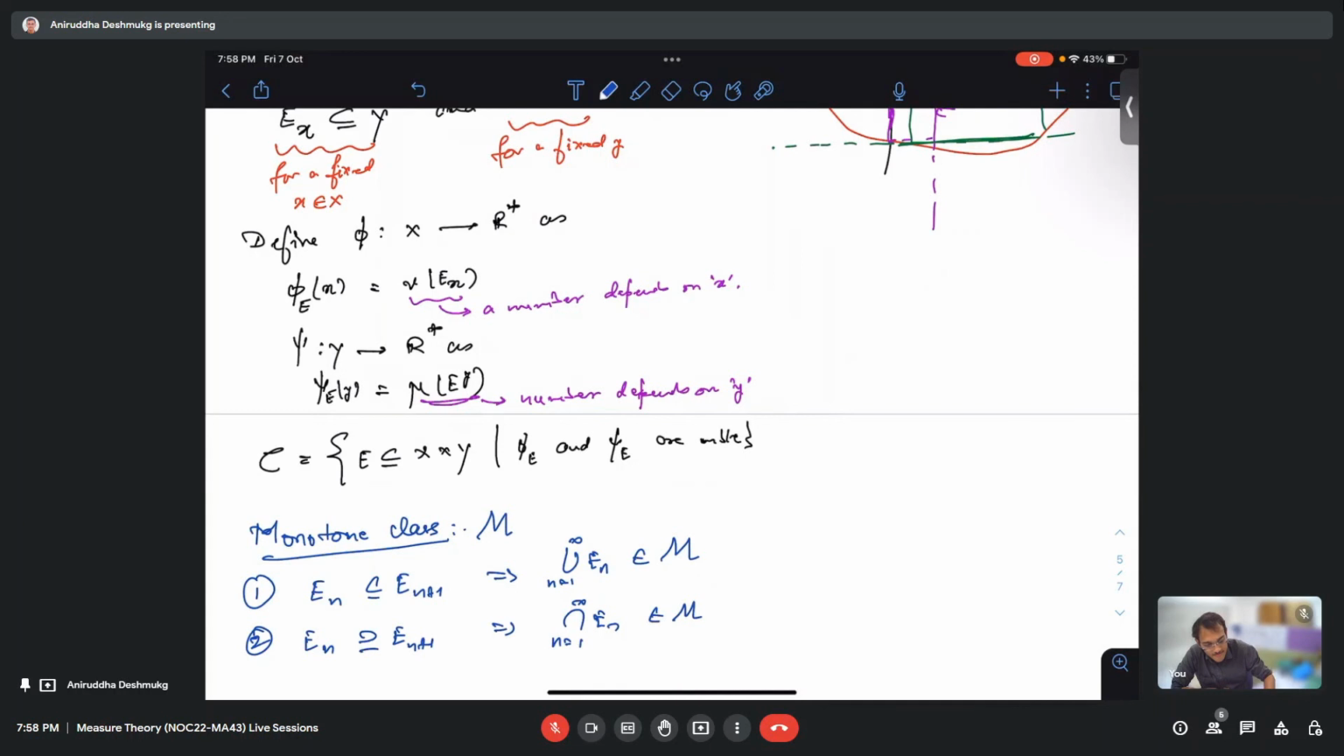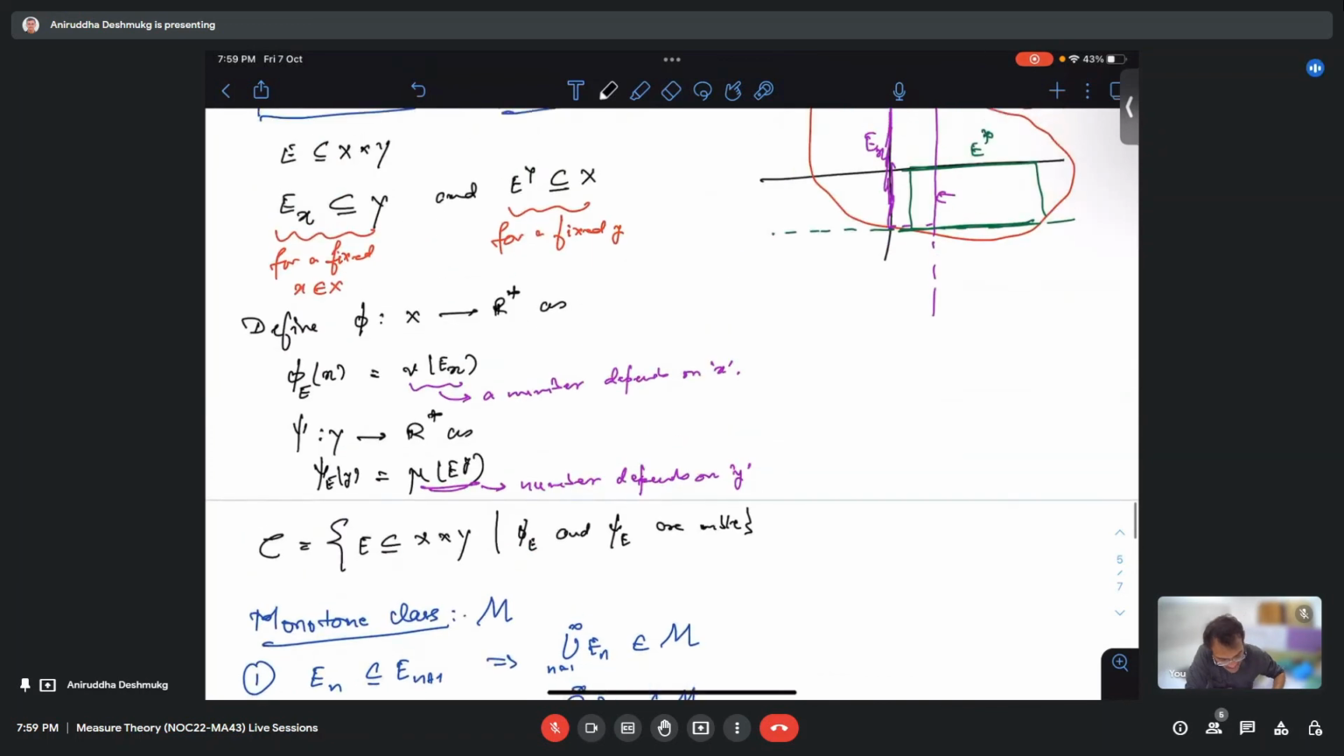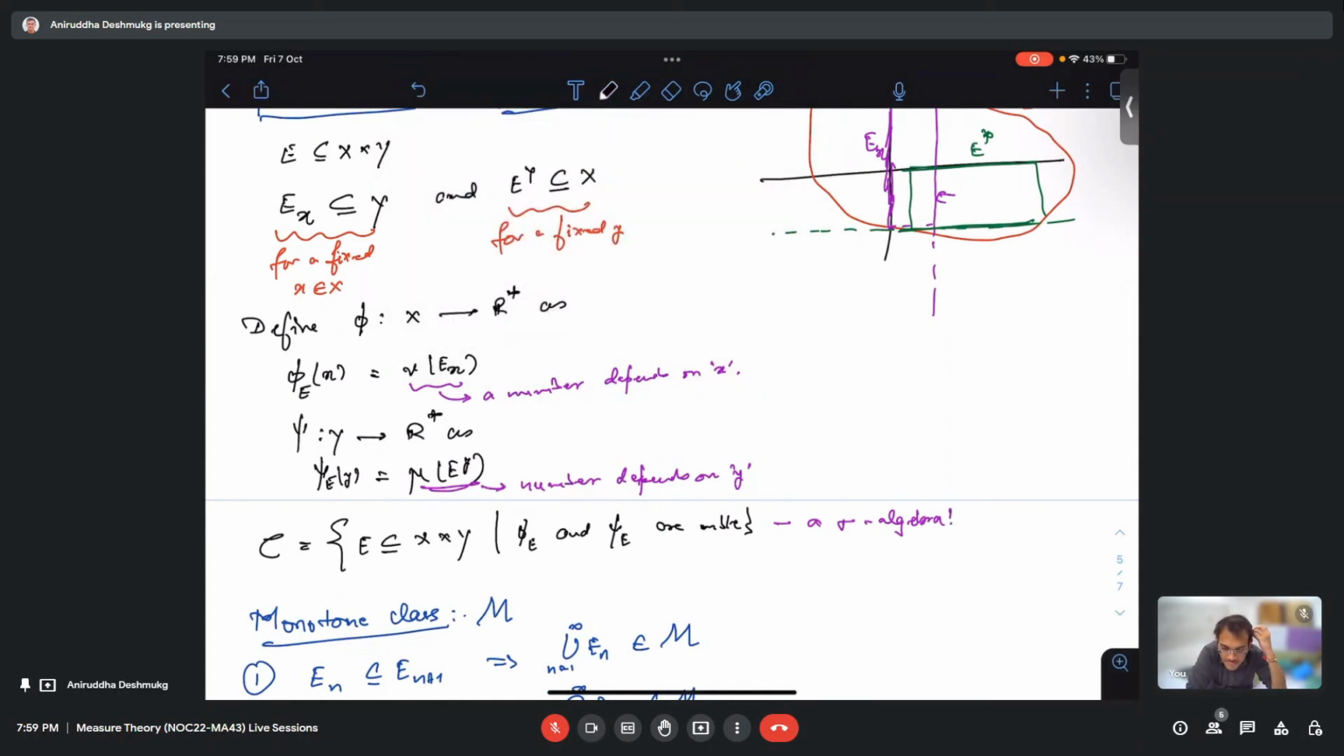So it's both: for an increasing sequence, the union has to be in M, and for a decreasing sequence the intersection will be in M. Correct. Right, right, exactly. Okay. So now you can prove this, right? That this is a sigma algebra. Yes. So do it for both EX and EY, right. Yes. And we're pretty much done with the proof.